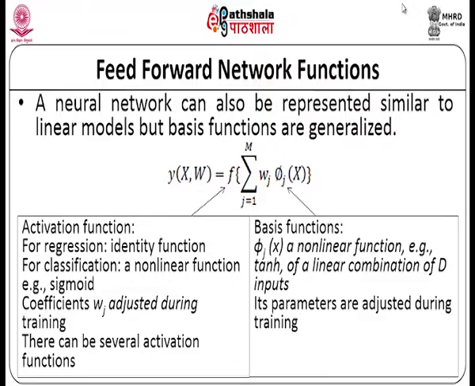So, that is the activation function. The other type of function that you have in this equation is the basis function, which uses the input and converts it using a function. So, this is phi j of x, a nonlinear function, for example it could be tanh of a linear combination of d inputs. This is like transforming the input into another space. Its parameters are adjusted during training. So, you have two types of functions, the activation function and the basis function. The activation function can be different types of functions. The coefficients wj associated here are adjusted during training, and here you have another function called the basis function whose parameters are also adjusted during training.